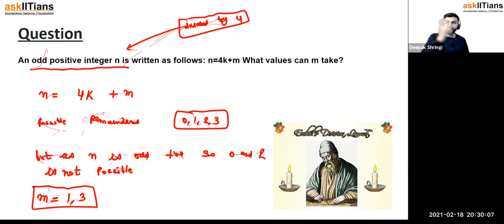Now look, this is the understanding of the question. It is not given to you in the question. He is not saying that when you divide a number by 4, tell us what the remainder is. No. We need to understand ourselves that you are saying a number n is written as 4 times k plus m. That means n is a multiple of 4 plus something. A multiple of 4 plus something means you are dividing a number by 4 and m is the remainder. Got it? Okay, let's move forward.